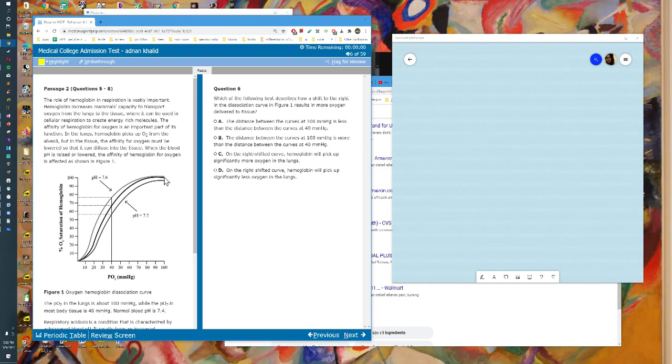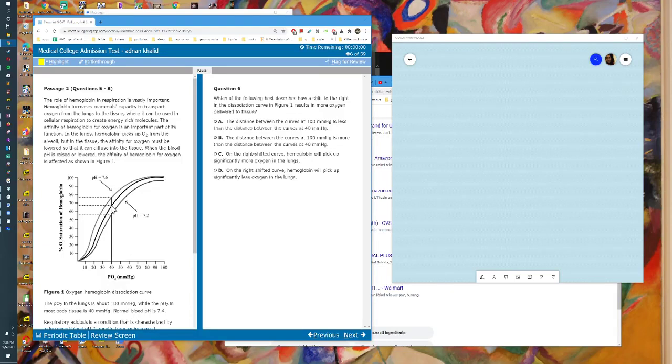Oh, okay. This is much closer than these two compared to the norm. So, shift to the right means that the total number... Your overall saturation is much lower. Shift to the right results in more oxygen delivered to tissue. Shift to the right, more of it delivered to tissue.